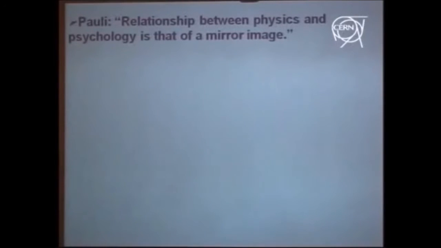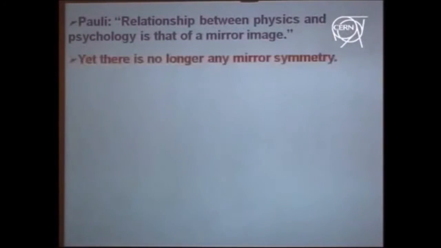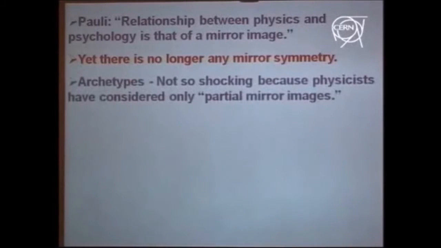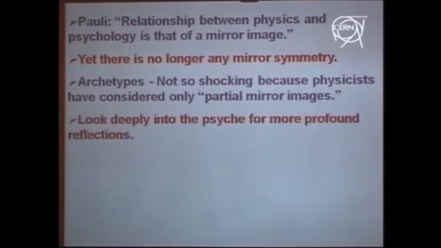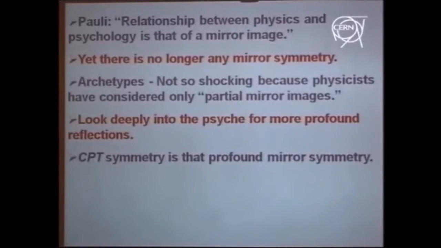He believed that the relationship between physics and psychology is that of a mirror image, yet there was no longer any mirror symmetry. But Pauli claims that's no big deal, because physicists should have looked deeper into their psyche for a more profound mirror image, a more profound reflection. And that's CPT symmetry, which is bigger, grander than mere mirror reflections.